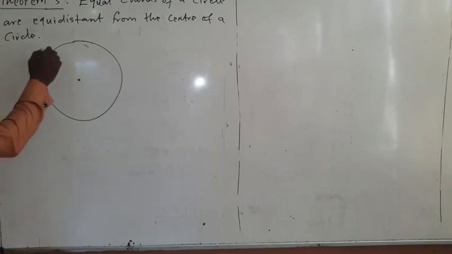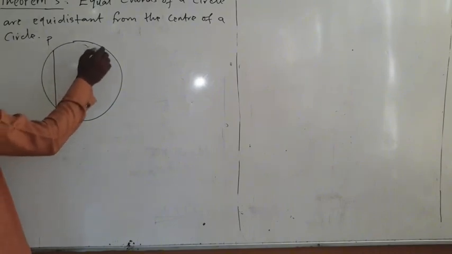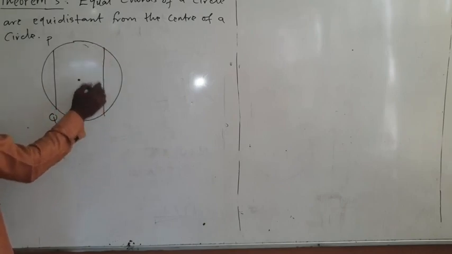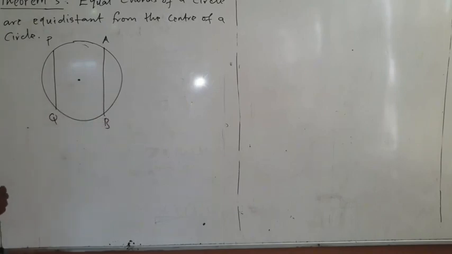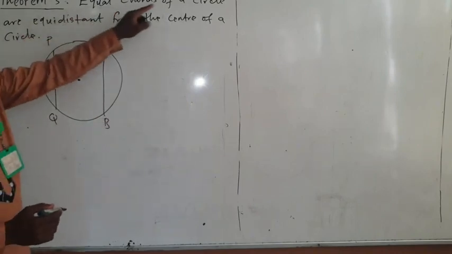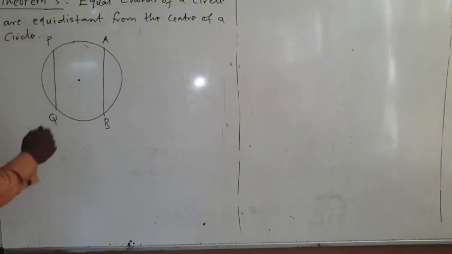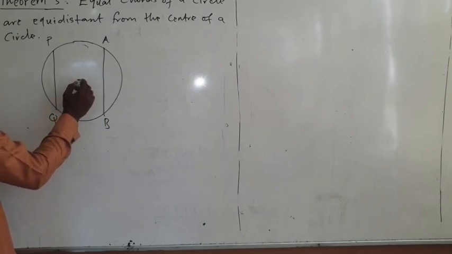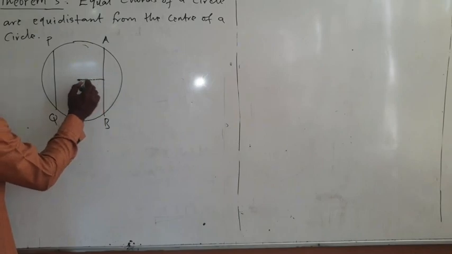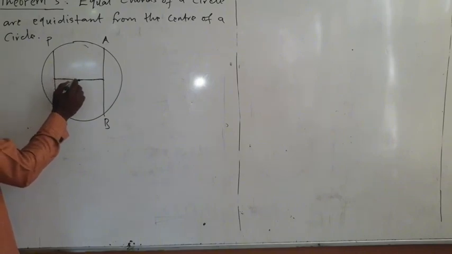So the theorem says equal chords of a circle are equidistant from the center of a circle. So let's assume we have this chord. We call this chord PQ. And we have another chord opposite to it, so let's call it chord AB. From the center of the circle, here is the center, we take lines to the middle point of chord AB and to the middle of chord PQ.